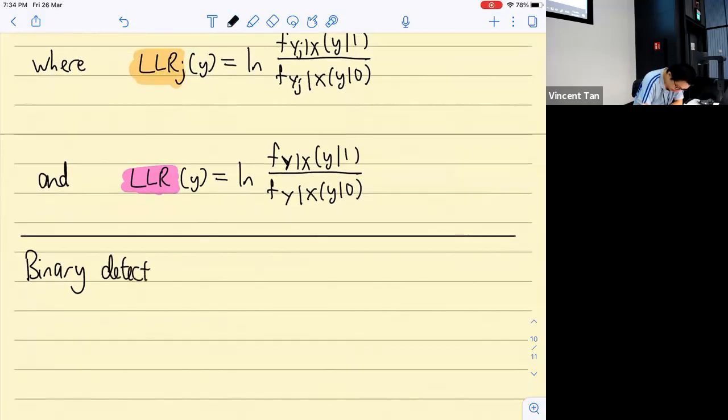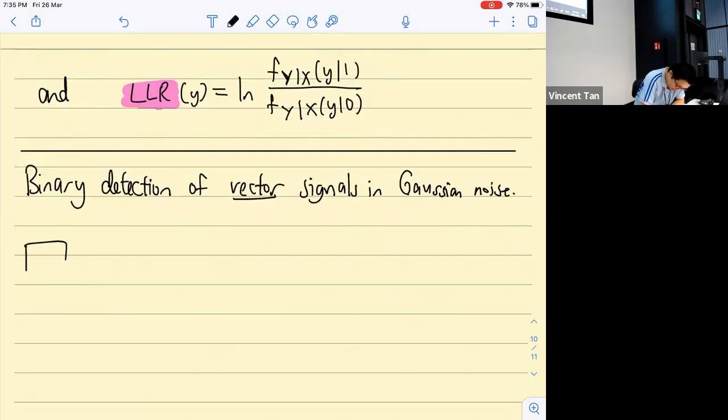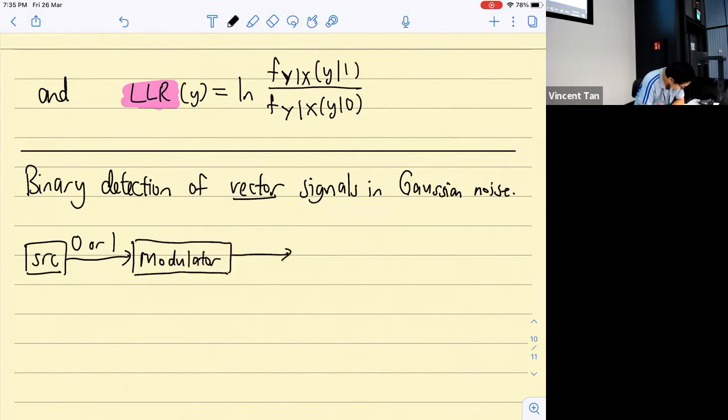Let's consider the situation of binary detection, now with vector signals in Gaussian noise. It's only a little bit more complicated, but then there is a moral of the story coming up. Okay, so we have a certain source, and the source outputs 0 or 1. This is the sort of thing that we talk about a lot in communications engineering. There is a modulator, don't worry what it is, but it basically represents 0 as vector A or 1 as vector B.